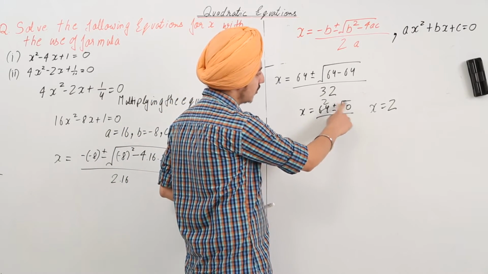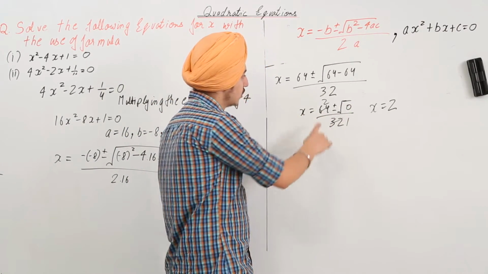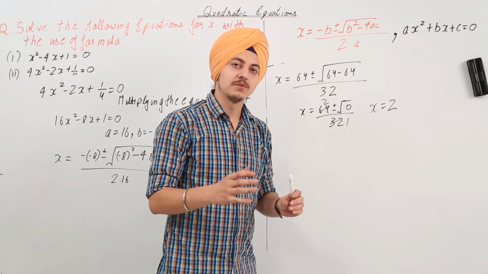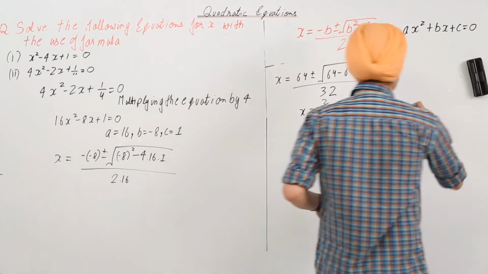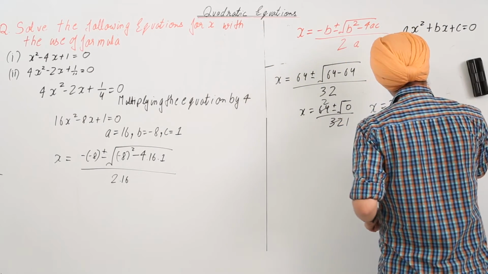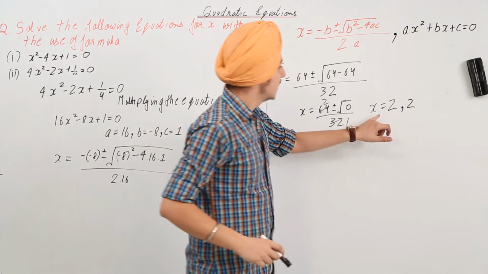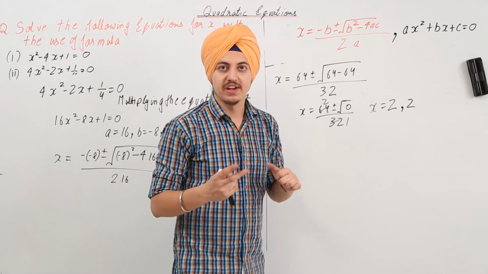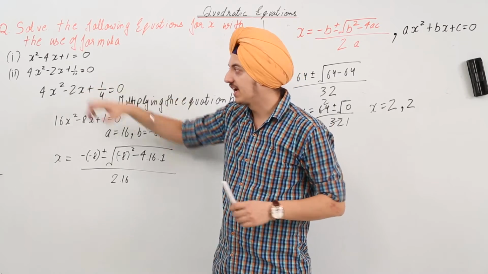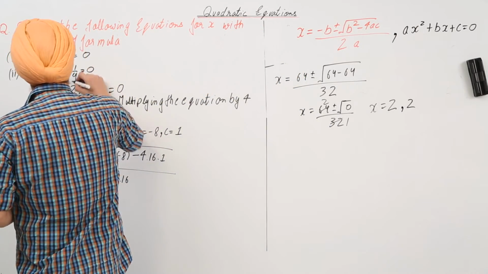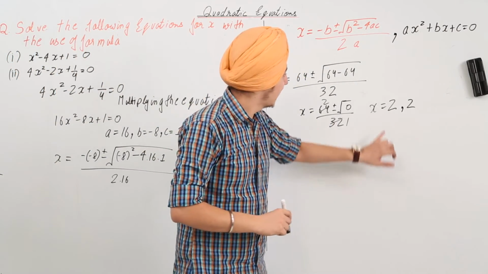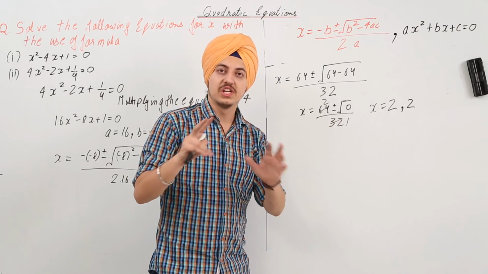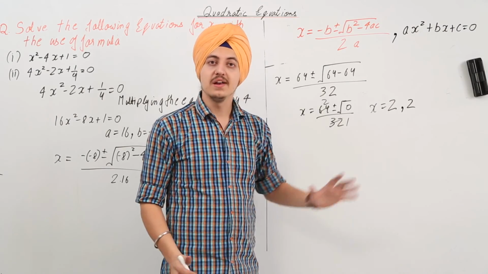So because the root of 0 is also 0, so we have the same value plus 0 and minus 0. Those values come out to be the same. So we have x equal to the same value twice. This means there are two roots, or this equation has two values of x for which this can be satisfied. But both these values are the same. That means there are two distinct roots, but these roots are identical.